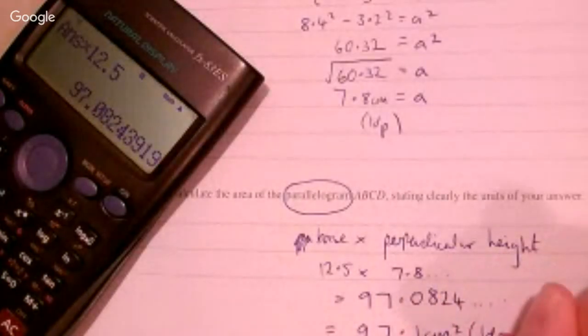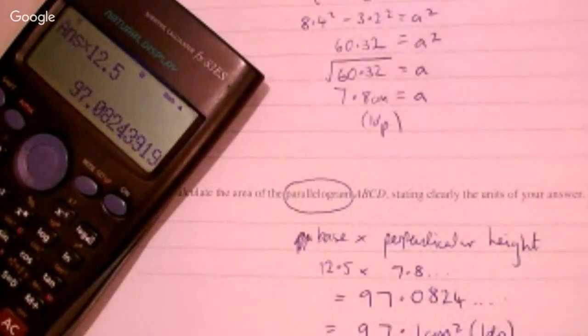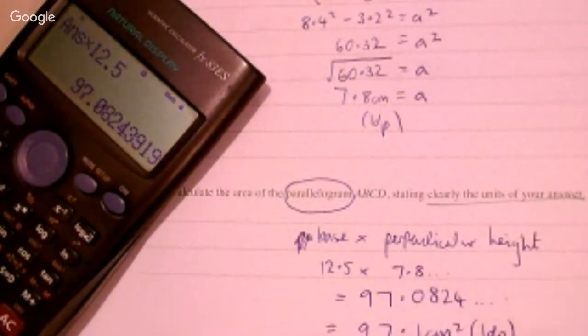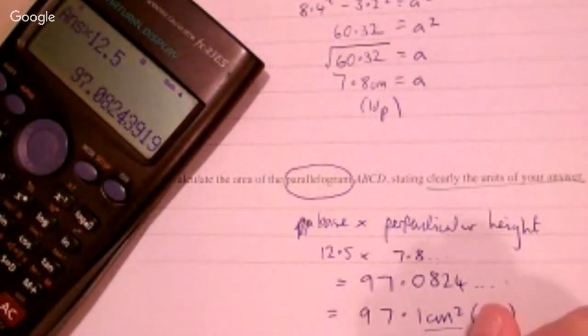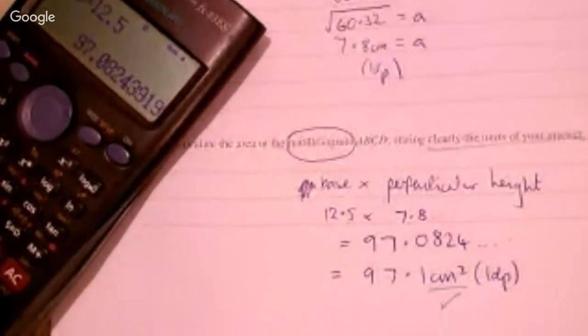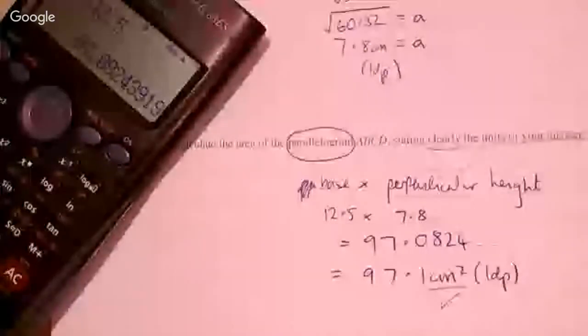squared to 1 dp. Now, it's very important I did actually put my units to my answer, because it says in the question, clearly state the units of your answer. There'll be a mark for that centimeter squared. If you haven't got that, you'll lose a mark. That's one of the easiest marks on the whole paper, so you should do that anyway. Over to page 7.